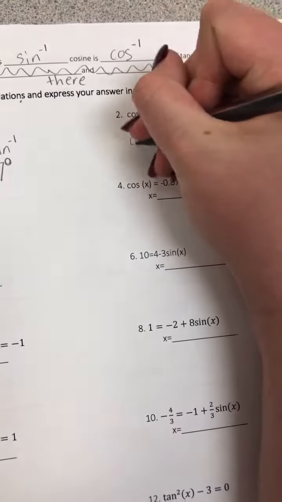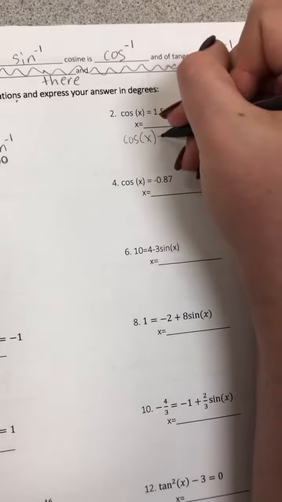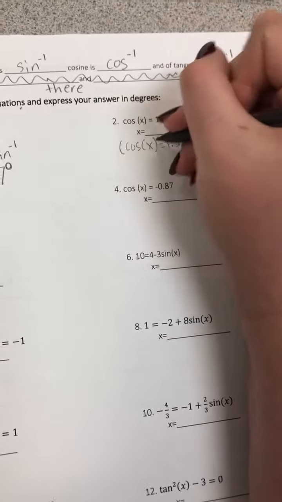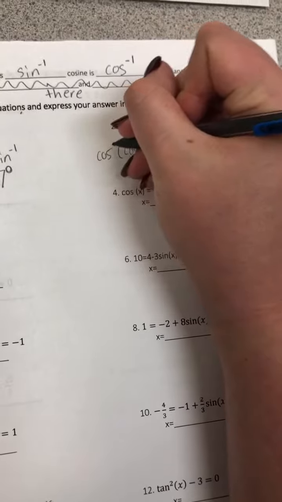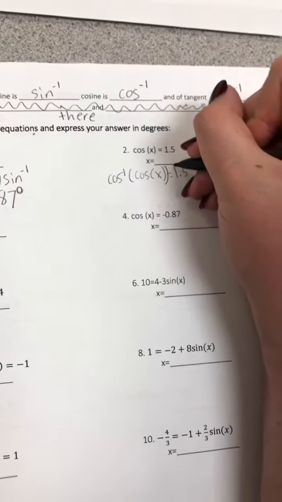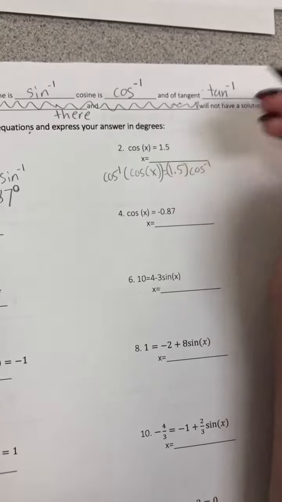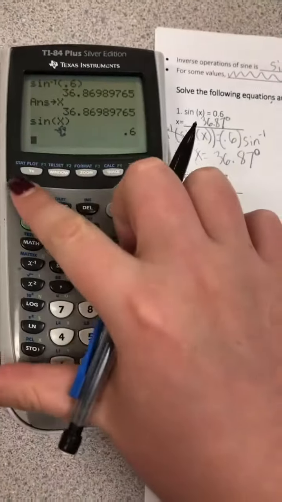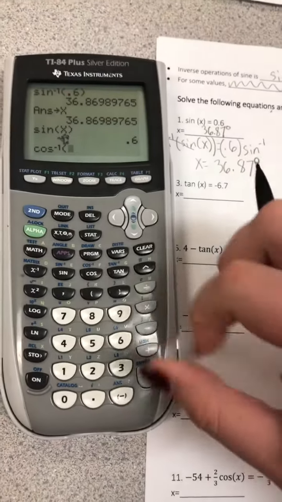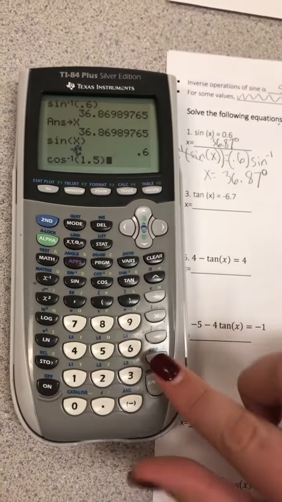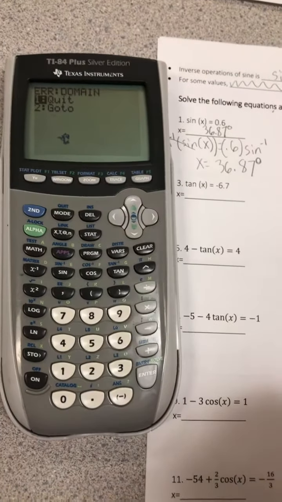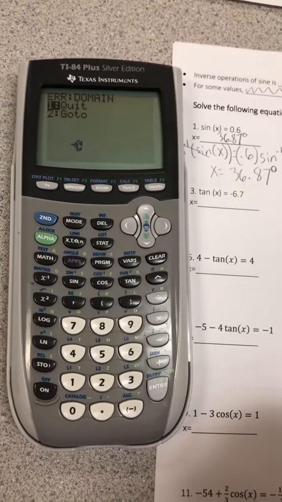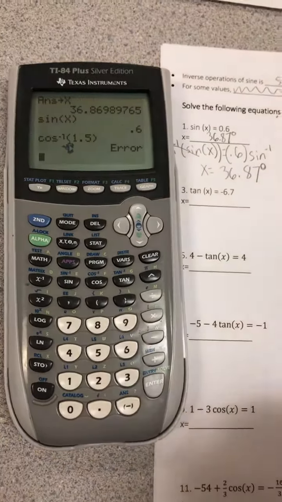I'm going to do number 2. Cosine of x equals 1.5. I'm going to take the inverse of cosine on both sides. I'm left with x equals, and I've got to figure out what this is. So I'm going to do second cosine, and I'm typing in that 1.5. Well, this is saying that it's not possible. The domain is not right. So let's look at this.